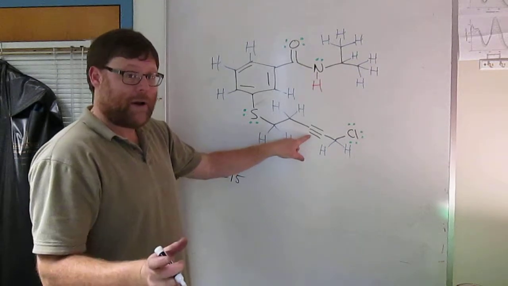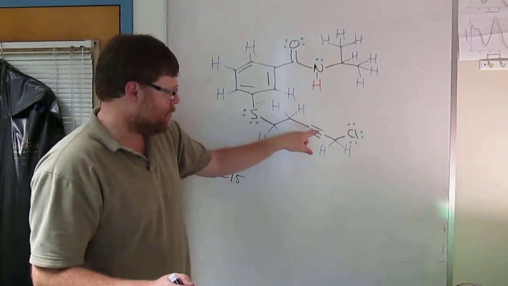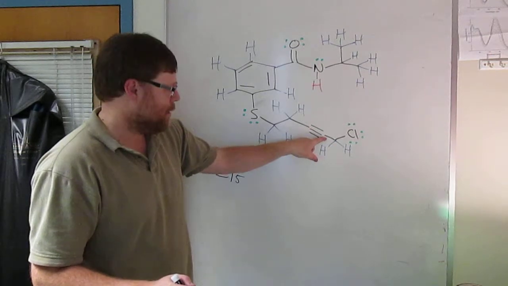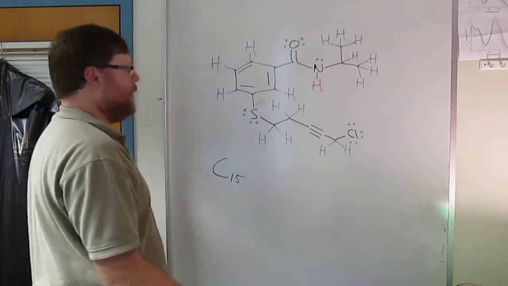Alkynes, carbon-carbon triple bonds, tend to trip people up. This is not one atom. This is a carbon triple bonded to another carbon. All right, so then there's single bonds coming off. sp hybridization, they're linear. All right, now the number of hydrogens.